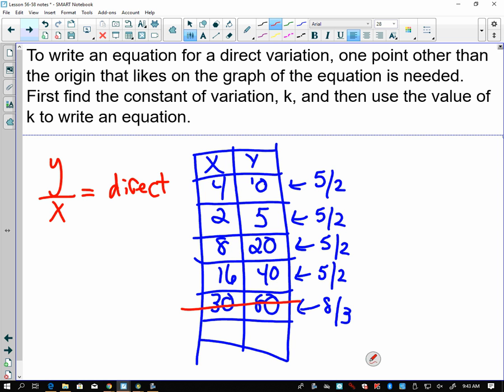Does that make sense for everybody? All right. So what they're saying is they're going to start off by giving us numbers for x and y. We're going to use those to solve for k. Once we've solved for k, we're going to plug k back into the equation.